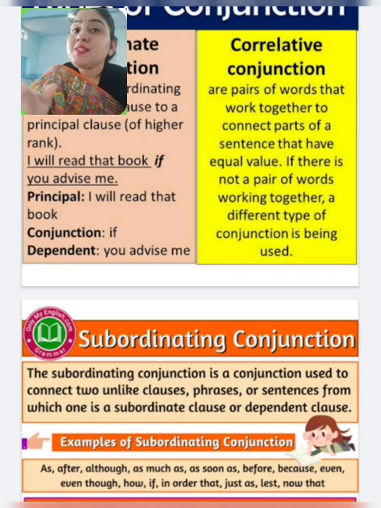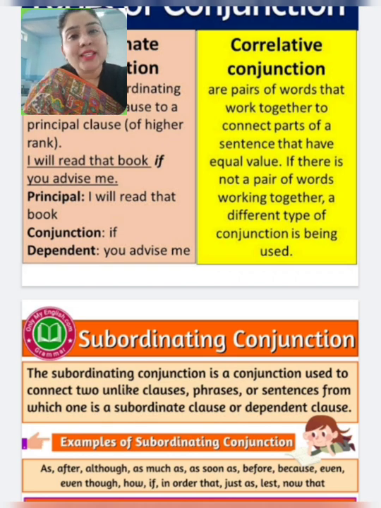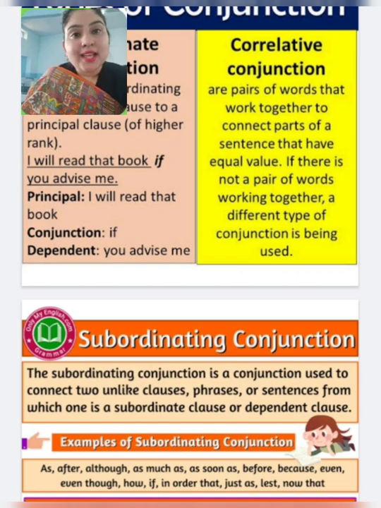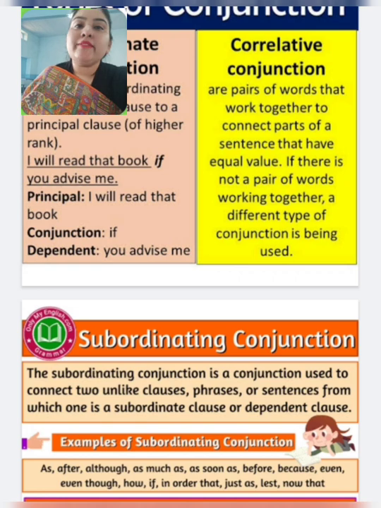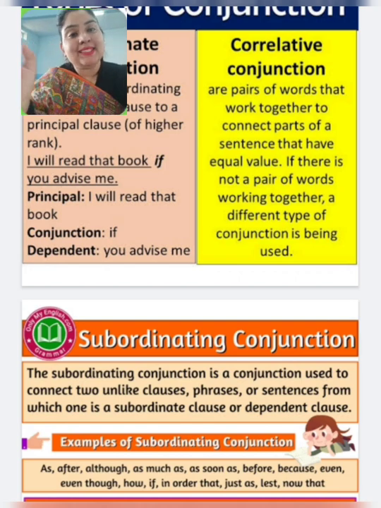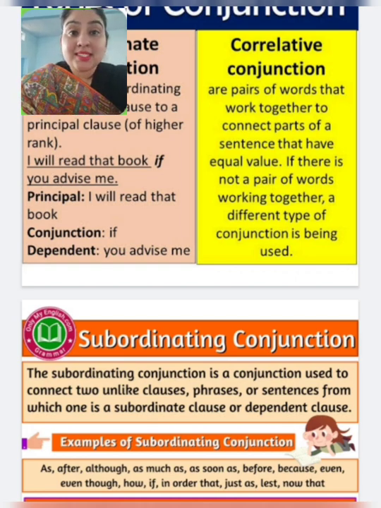So the principal sentence, children, can be written as it is. I will read that book. It could be I will read that book tomorrow or I will read that book after 2 days. You all can understand. But if I say you advise me for what? We don't know. So that is why this sentence is dependent on the main sentence. Okay? So this is the meaning of subordinate conjunction.